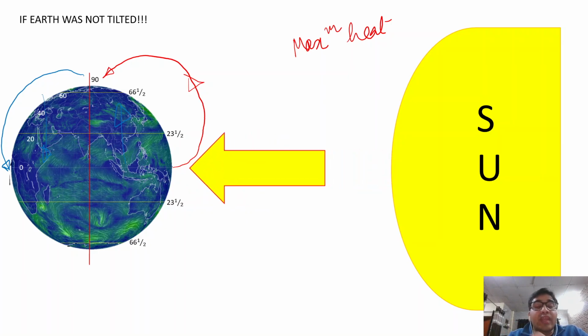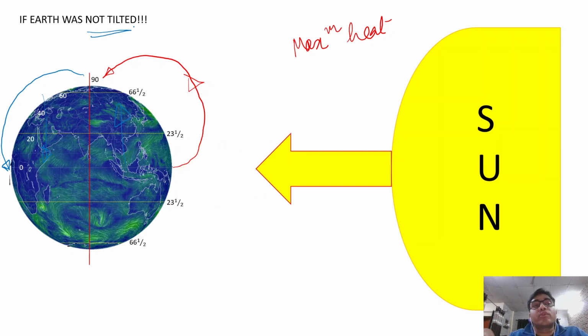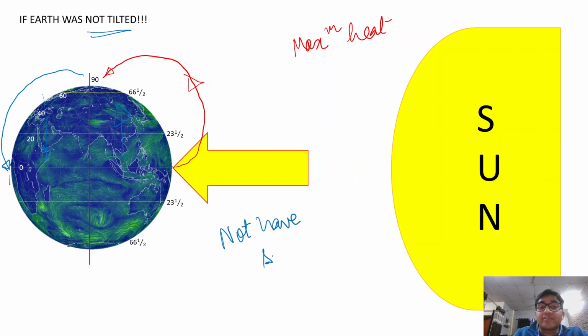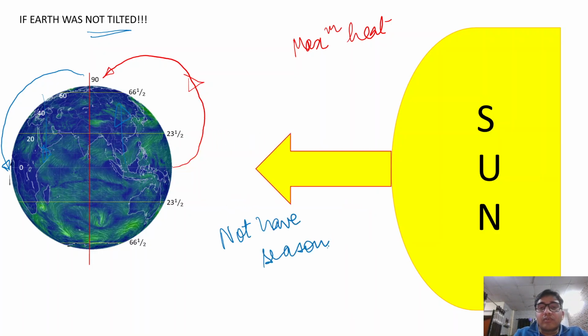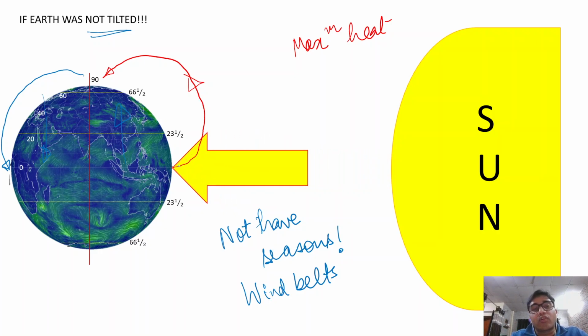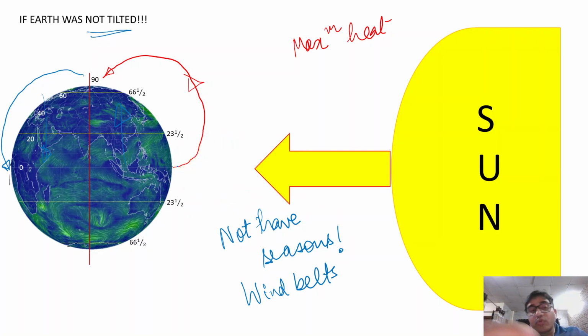This question has been asked several times in the examination: what would have happened if the earth was not tilted? If the earth was not tilted, we would not have seasons. We would not have had wind belts, because in that case there would have been only two directions, from the equator towards the poles, and then from the poles towards the equator.